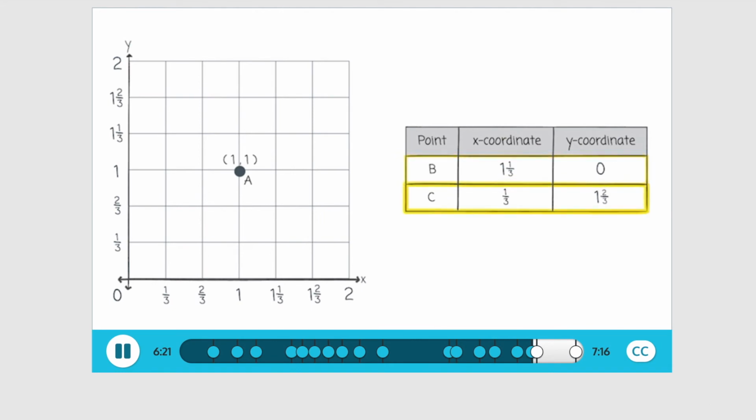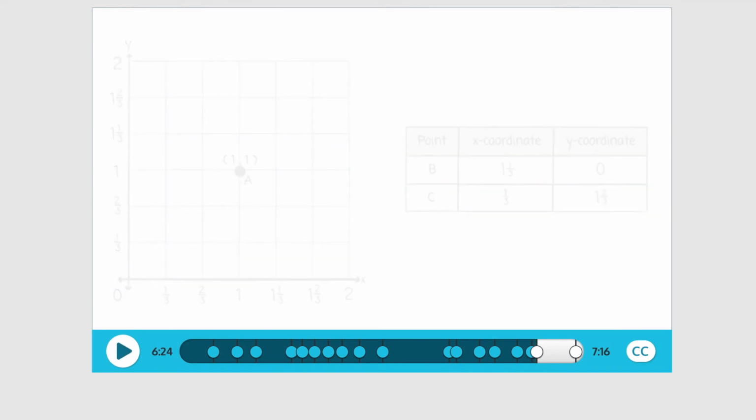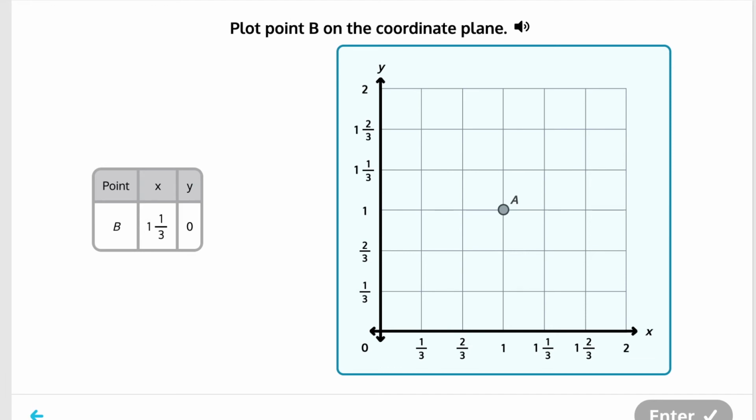Now, plot points B and C on the coordinate plane. Okay, I'm going to model labeling point B, and then you'll get some practice labeling point C. So point B is at 1 1/3, 0. So 1 1/3, remember, it tells me how far to move on the x-axis. So I'm going to go on the x-axis to 1 1/3. And then the y-coordinate is 0, so I'm actually not going to move up at all. The point will just be right here on the x-axis.